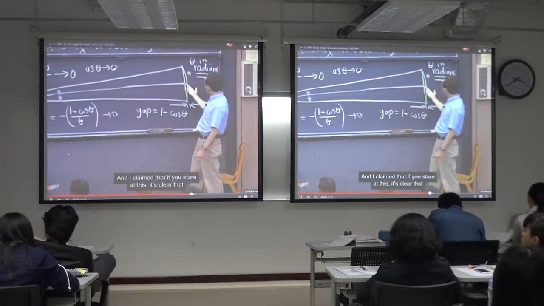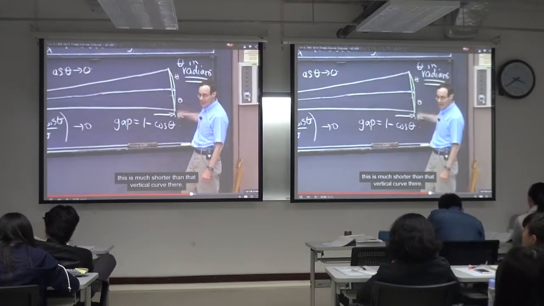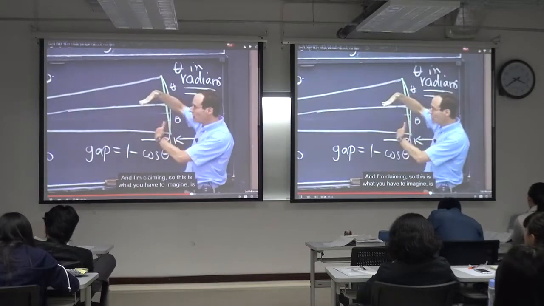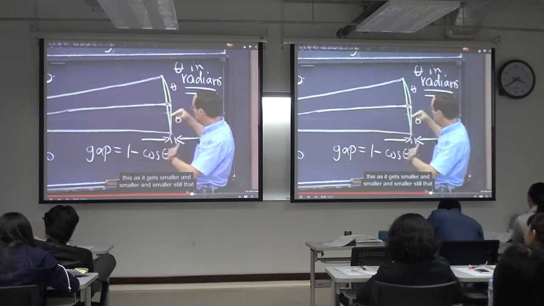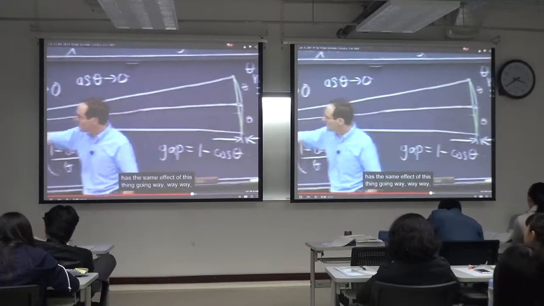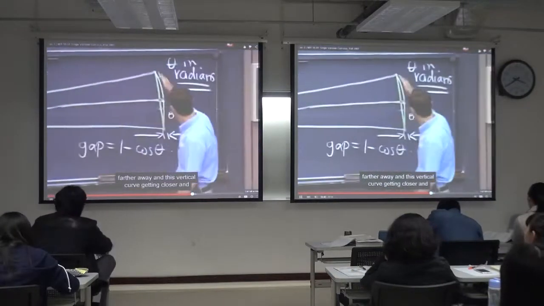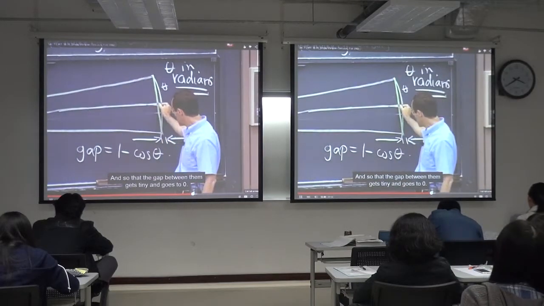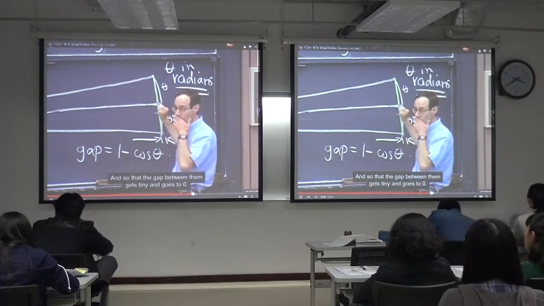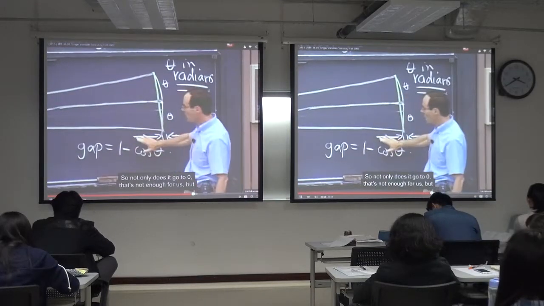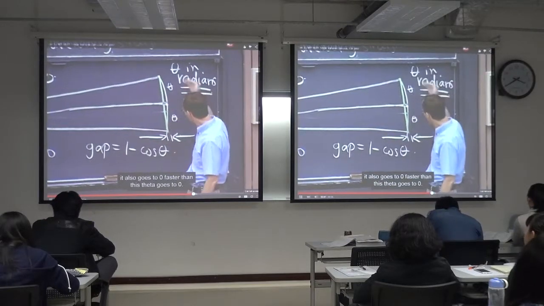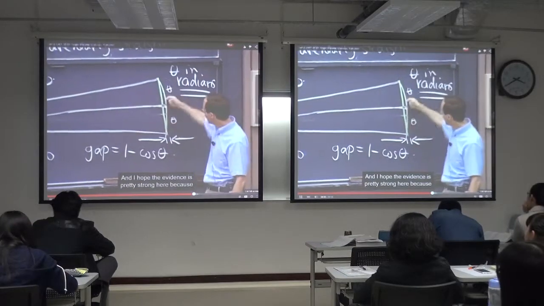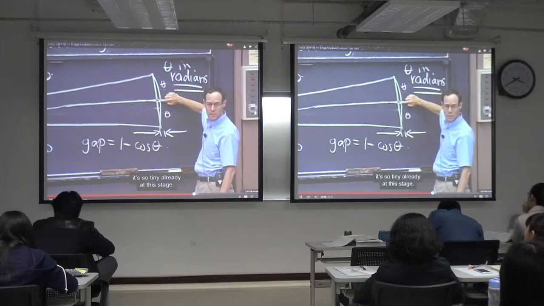Right? And I claim that this here, because it's clear that this is much shorter than that vertical curve. And this is what you have to imagine: as it gets smaller and smaller and smaller still, that has the same effect of this thing going way, way farther away from this vertical curve, getting closer and closer to the beginning. And so the gap between them gets tiny and goes to 0. All right? So not only does it go to 0, that's not enough for us, but it also goes to 0 faster than the theta goes to 0. And that's what we wanted. I hope the evidence is pretty strong here.